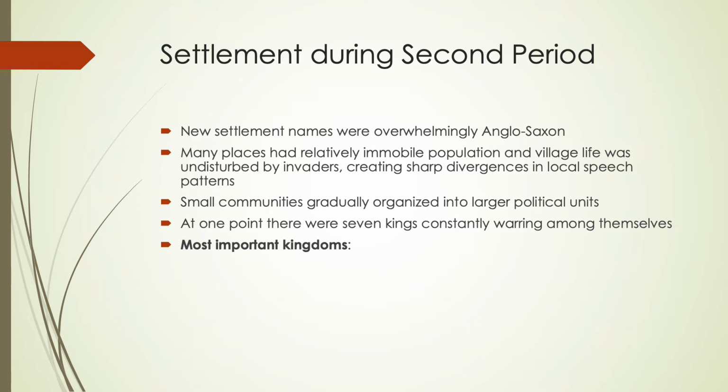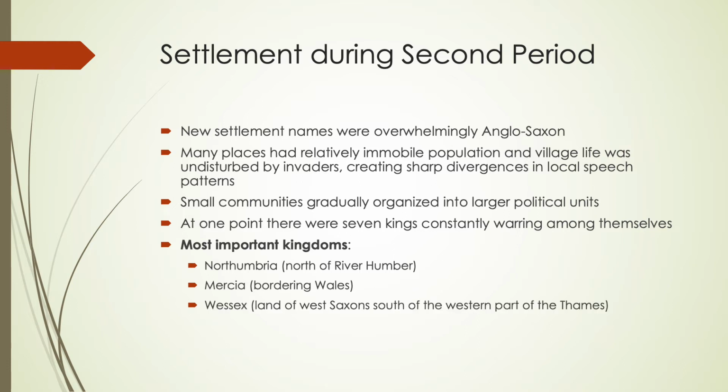But the most important kingdoms would have been Northumbria, which was areas north of the River Humber, so northern parts of what is present-day England. Mercia, which was the western areas. This was bordering what is present-day Wales. Wessex, which was the land of West Saxons, so south of the western part of the Thames, and so this would have been a little bit west of what is present-day London. And then Kent, which was in the southeast portion of the British Isles.